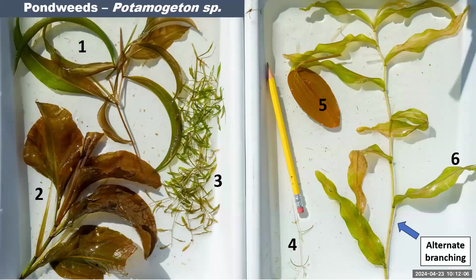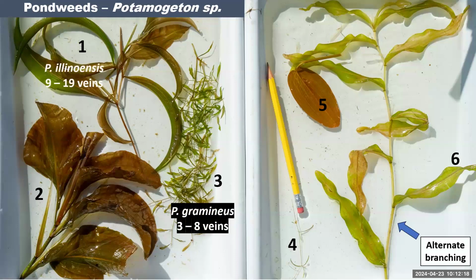And for these 3 species, when we sample, we have certain thresholds for vein counts. Potamogeton gramineus, variable pondweed, has 3 to 8 veins. When you get above that, Illinois pondweed has 9 to 19 veins. And then Potamogeton amplifolius has greater than 19 veins. Sometimes that one can have up to 40 veins. So those are some thresholds that we use to discern between these species.